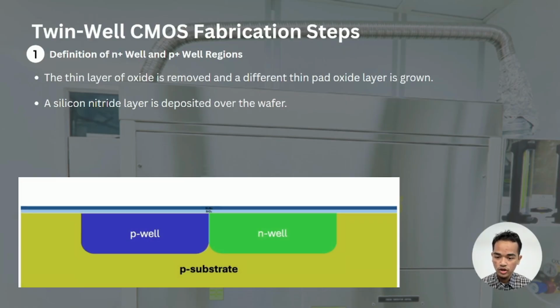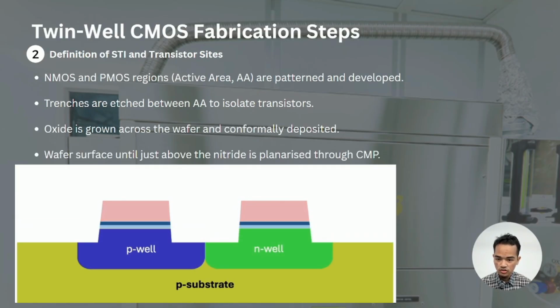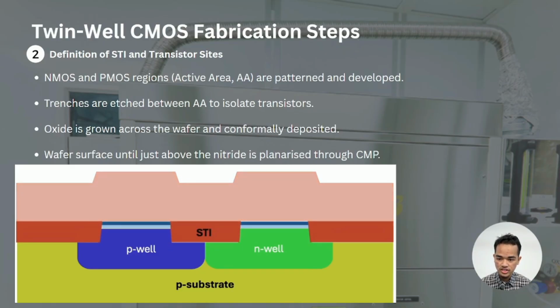After both the N-well and P-well have been created, the thin oxide layer is removed and replaced with a new thin pad oxide layer along with a layer of silicon nitride. The next step is the definition of the shallow trench isolation and transistor sites. The regions for the NMOS and PMOS are known as active area and are patterned and developed such that a trench can be etched between them. An oxide is then grown and deposited across the wafer to fill these trenches. After that, the wafer is planarized through CMP until just above the nitride layer.